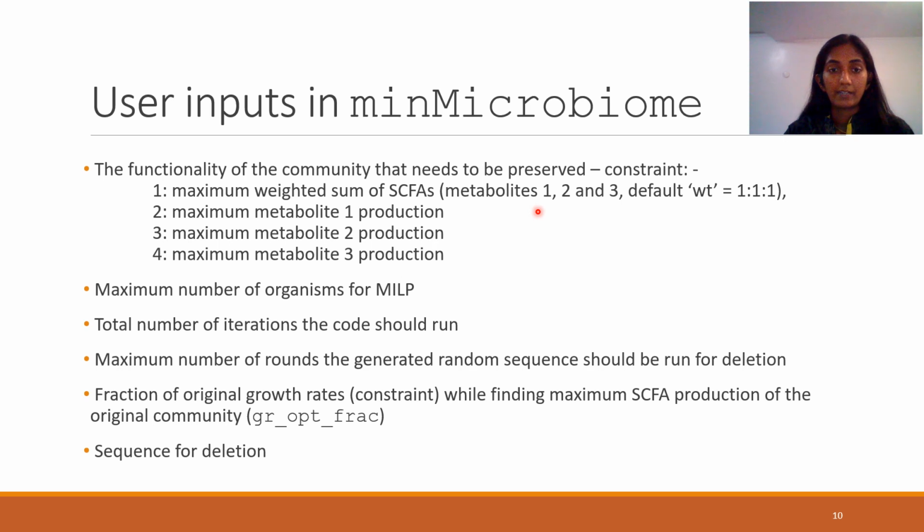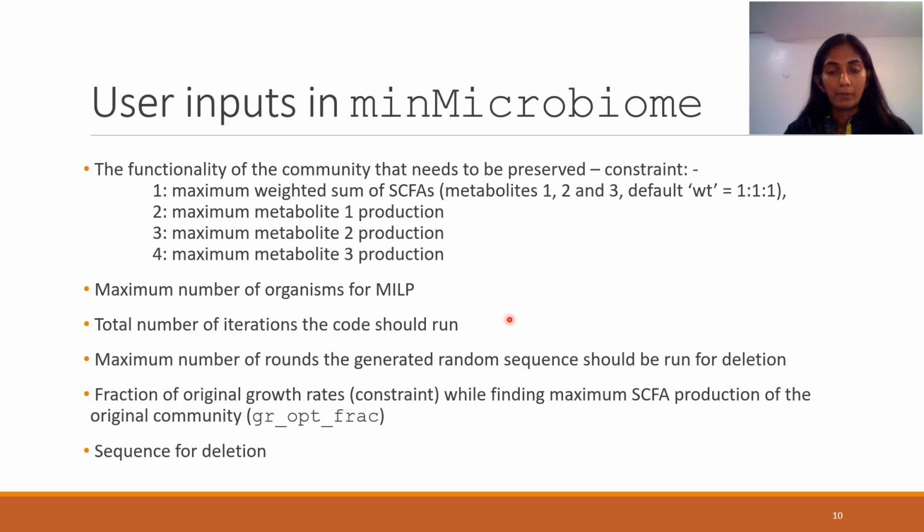Here is the constraint for functionality. What kind of functionality are we looking at? Do we want to maximize a certain metabolite or do we want to maximize some of a few metabolites? That can be provided as the constraint. Then maximum number of the organisms for the MILP. This will determine the number of deletions to be made in step 3. Total number of iterations the code should run.